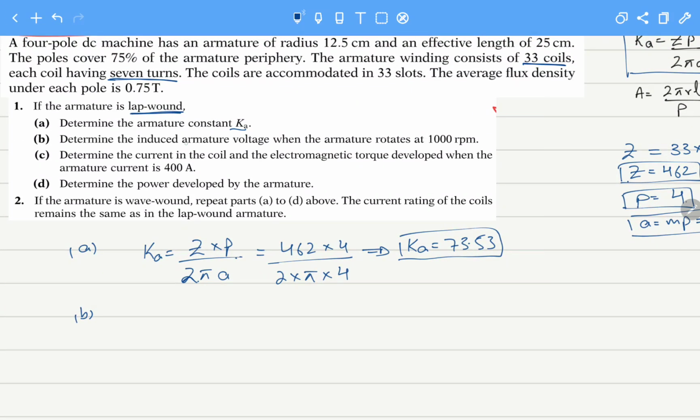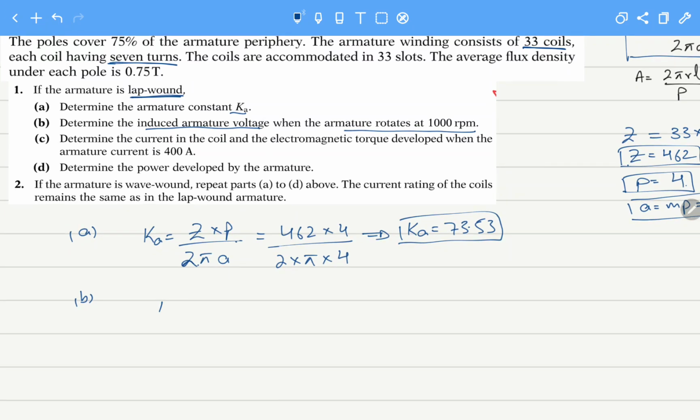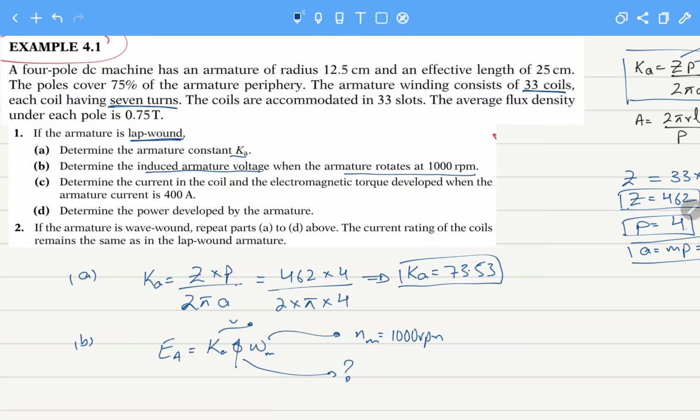Now the second part states: determine the induced armature voltage when the armature rotates at 1000 rpm. So the induced armature voltage is equal to Ka phi omega. They have given us N mechanical, that is 1000 rpm. We can convert it into radians per second using this formula. The machine constant we know, but the flux is something that we have to calculate. Now, how to calculate the flux?